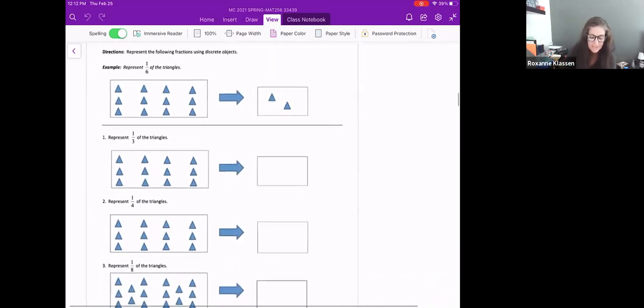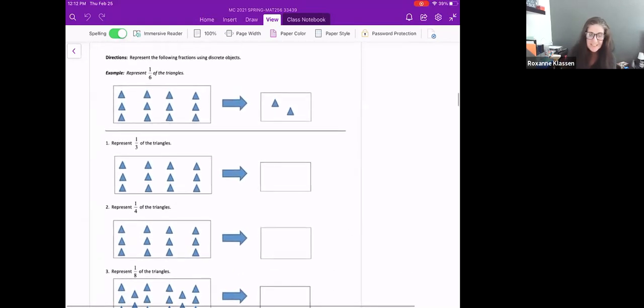Okay, so rectangles. Now look at these. This is kind of what we did yesterday, right? And it starts with unit fractions. So if you struggled with yesterday, we'll do a tiny little bit of a review of this one. So here's my example, 1/6 of the triangle. So that means I need to have these triangles into either groups of 6 or 6 equal groups.